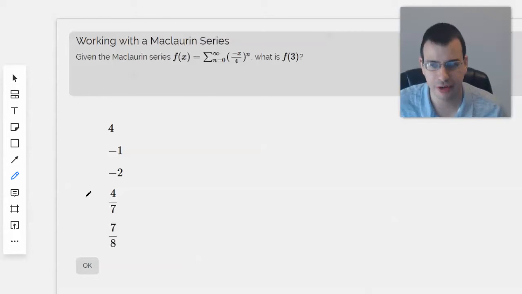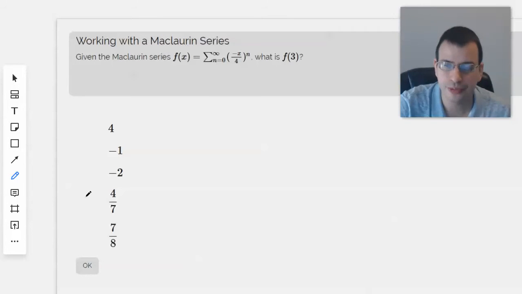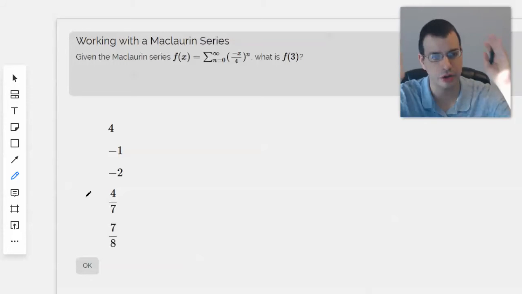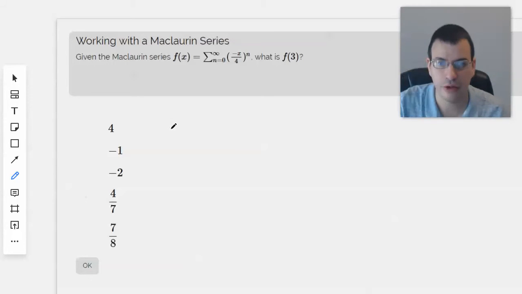Given the Maclaurin series, f of x equals the summation from n equals 0 to infinity of negative x to the fourth quantity to the n. What is f of 3? Okay.